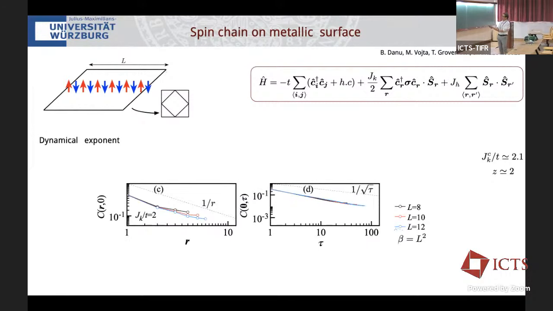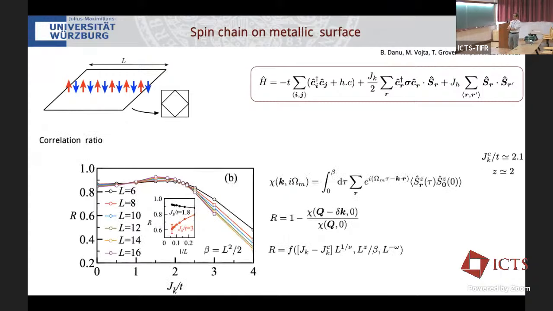If you put yourself at the critical point, more or less, and look at the spin-spin correlations in space and in time, you see that in time they decrease as 1 over square root of tau, and in space they decrease more or less like 1 over r. So that tells you that you have a dynamical exponent, which is maybe around 2. You can use this dynamical exponent to do some scaling.